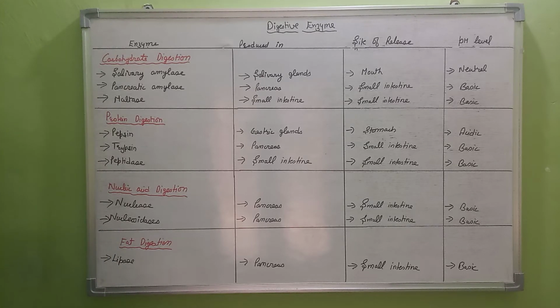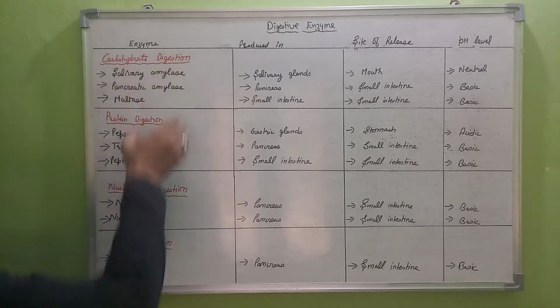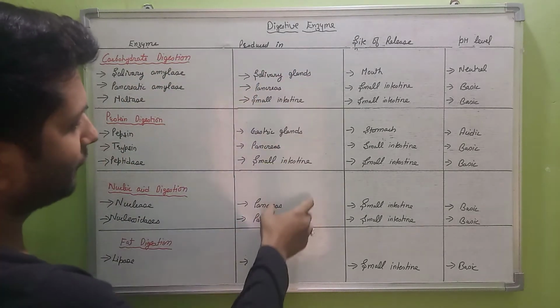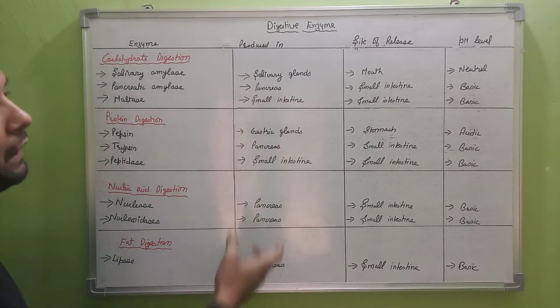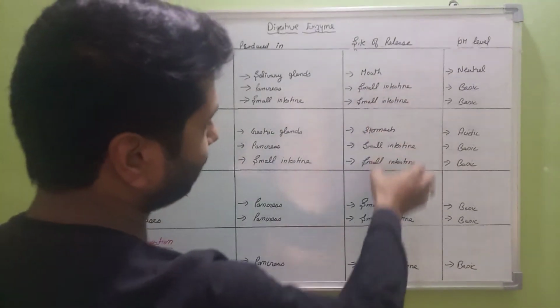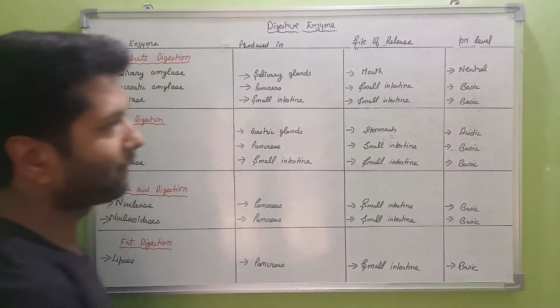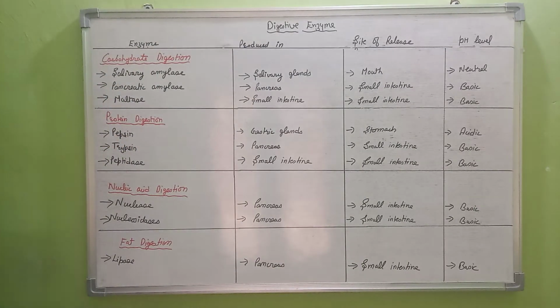So let's get started. This column will represent the name of the enzyme, this column will represent where it is produced, this column will represent the site of the release of the enzymes, and this column will represent the pH level of the enzymes. So let's get started one by one.